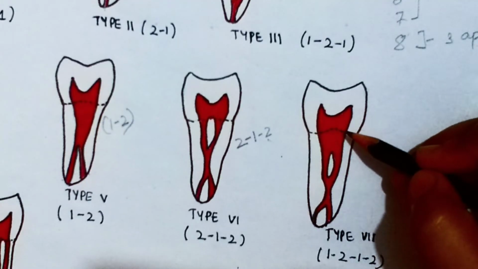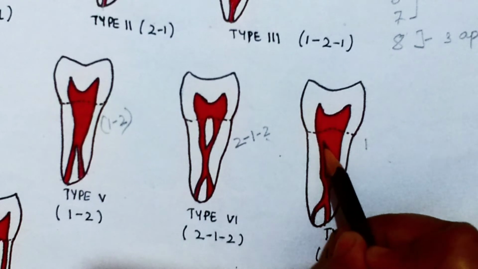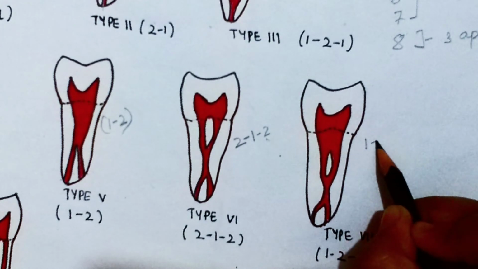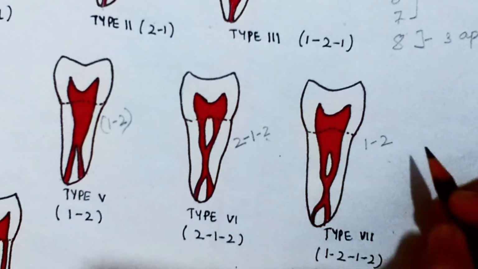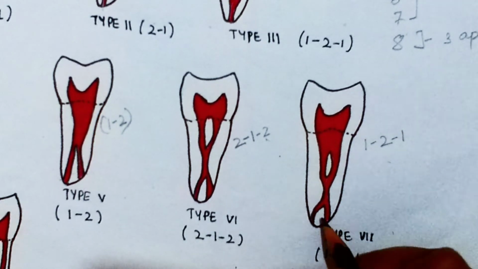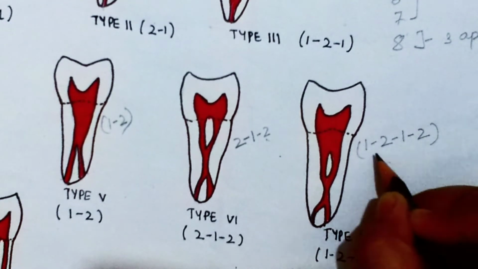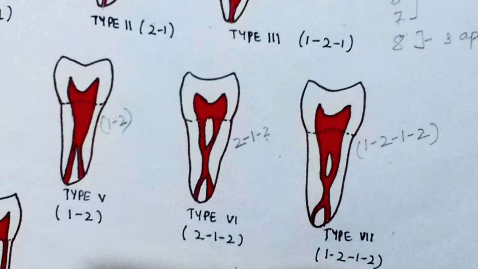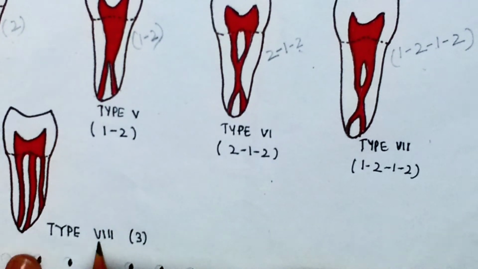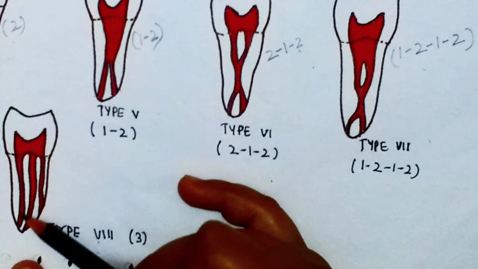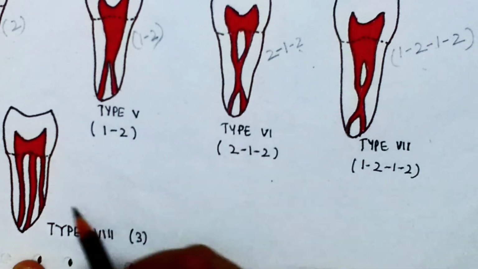Then we have type 7. In this, a single canal arises from the pulp chamber, then it gets split into 2, then again it unites as 1 canal, then finally it exits from the apical foramen as 2 different canals. So we are going to represent it as 1, 2, 1, 2. Now finally we have type 8. In this, 3 different canals start from the pulp chamber and exit from 3 different apical foramen. So we represent it simply as 3.